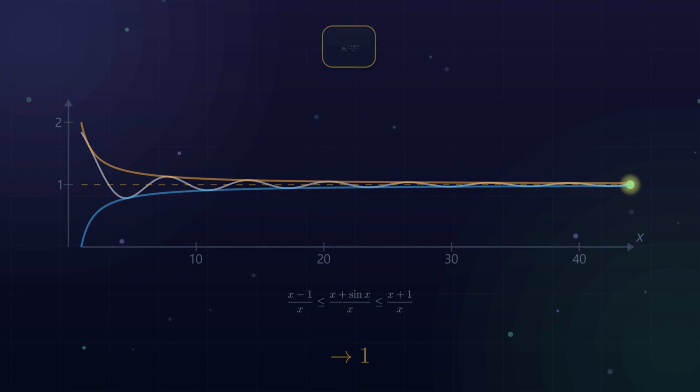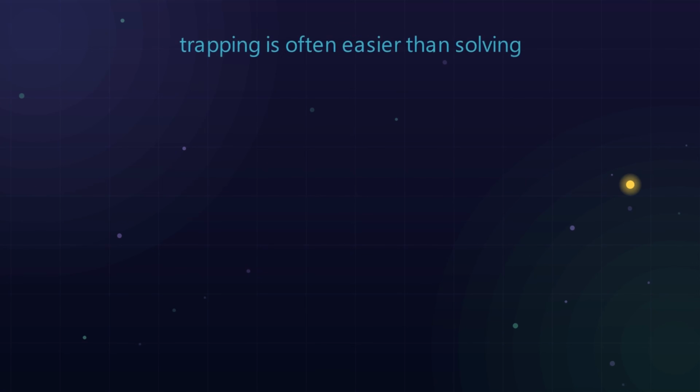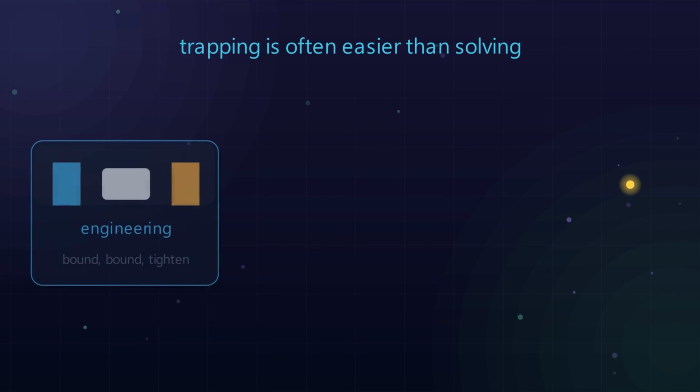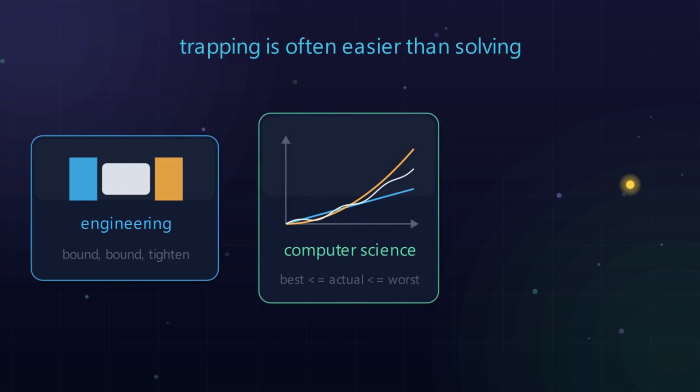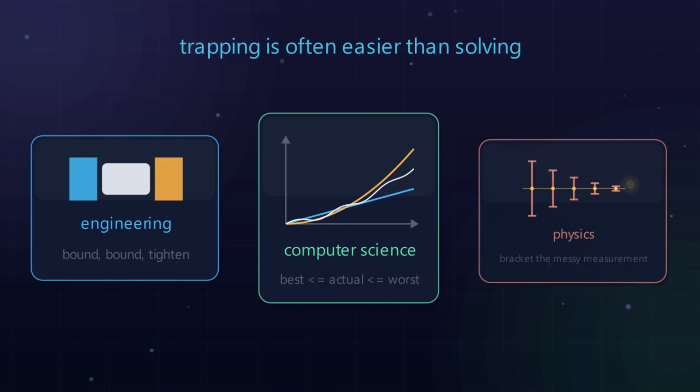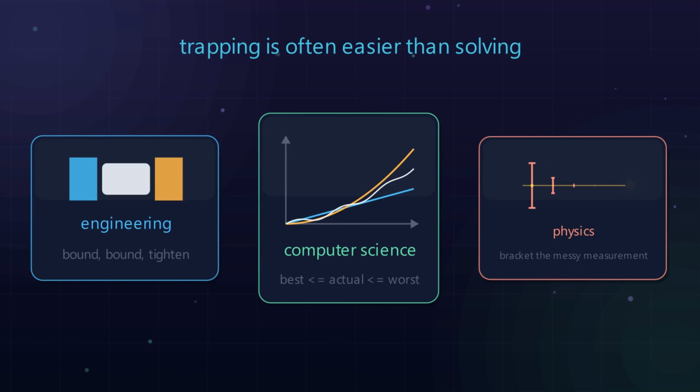And this is not just exam maths. An engineer who cannot compute a value exactly will bound it from both sides and tighten until the bounds meet. A computer scientist proves an algorithm's running time by squeezing it between a best case and a worst case. A physicist brackets a messy measurement between 2 clean ones. Trapping is often easier than solving, and sometimes it is the only option.